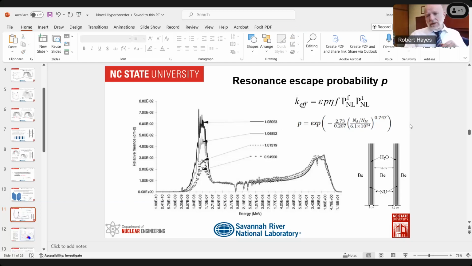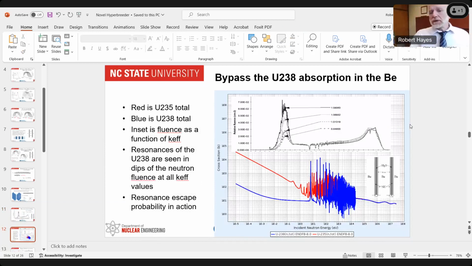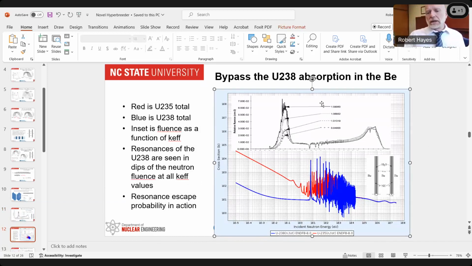Let's talk about the physics of this a little bit more. So here's that same graph in the upper right of the spectrum for different K effective values. And down below, we can see the total cross sections for uranium-238 and uranium-235. I've lined them up so that you can see where the uranium-238 resonances line up with the spectra. And you can see where the uranium-238 resonances are high, you're getting dips in the actual neutron spectrum that you're seeing in the beryllium. Now, the ordinate, again, is linear, so it doesn't actually go to zero, but it gets really, really low.